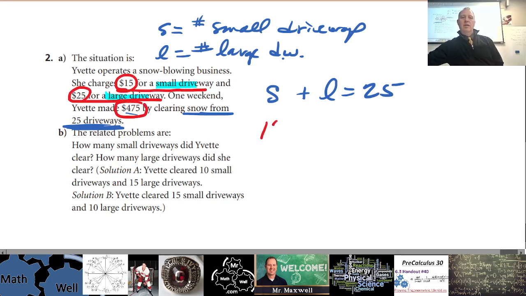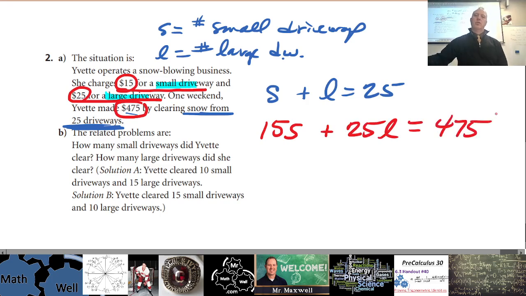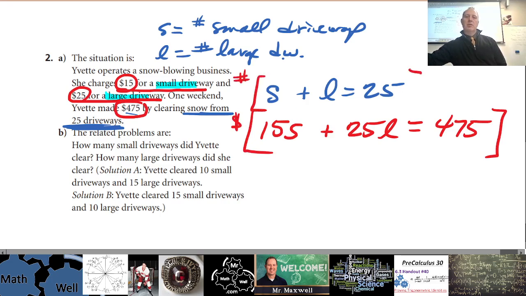So $15 times the small driveways will give you the money, right, that she made on the small driveways. Add to that the money that she makes for every large driveway. That total money has to equal $475. So again, this is a money equation, right? That's the money equation right there. This one is just a number, a straight number equation.